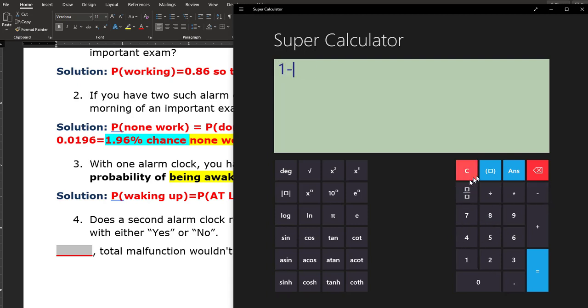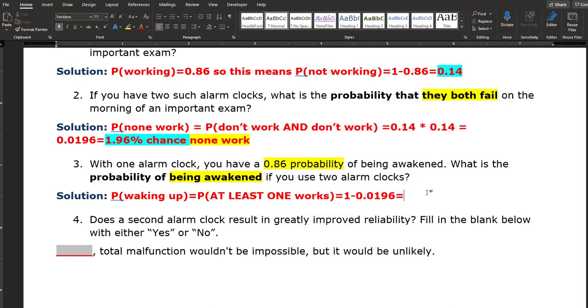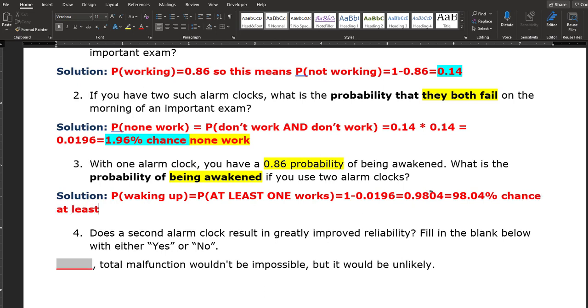1 minus, I think I still have that answer in there. It'll be 0.9804. So you can say 98.04% chance. You can say at least 1 works. Or you can even say 98.04% chance to wake up. Both are the same thing. But this is basically what you found just now.